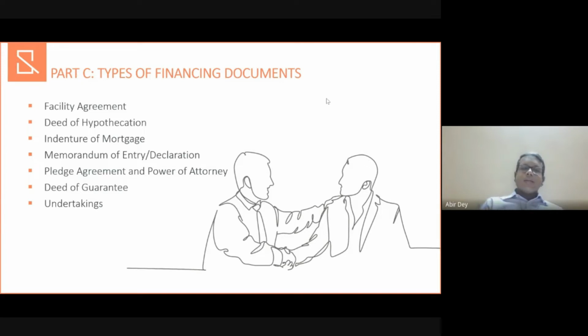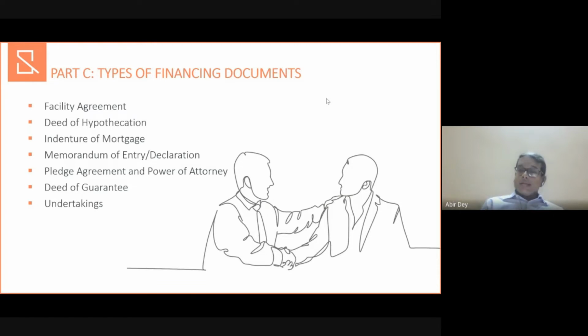Then there is another agreement, called a security trustee agreement. When there is a multiple banking arrangement where there is a consortium of banks, there is a requirement that the security be held by someone else as a trustee of the banks. That is called a security trustee, and for that there is a security trustee agreement which banks typically enter into to appoint a trustee to act for their benefit. Then Aroop has already explained the indenture of mortgage, and the memorandum of entry and declaration is nothing but a deposit of title deeds. Then pledge and power of attorney Aroop has also explained. He will explain in detail.